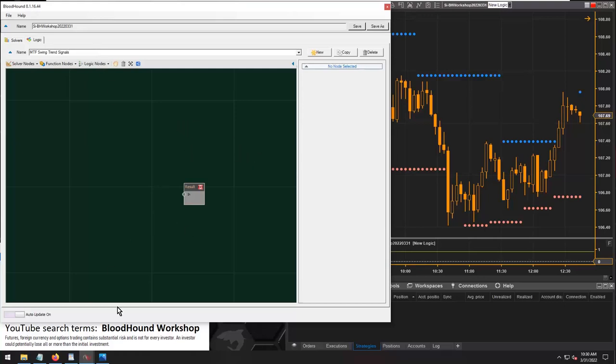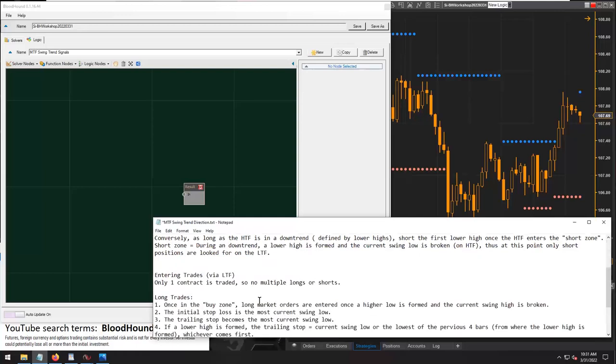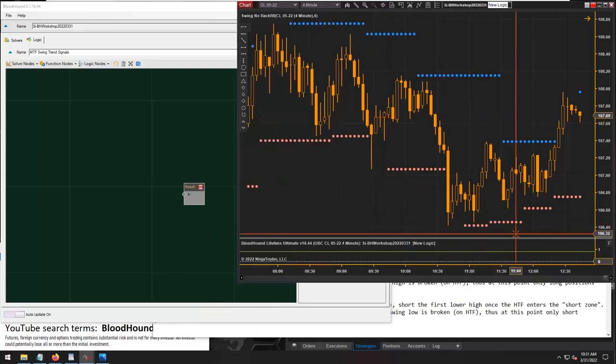Yeah. So let's go back to our instructions here, right? So we need to build this basic swing trend direction filter and signal. So a long trend, as we already know, is higher lows. So let's identify those higher lows. And then next, I've got to keep scrolling down to the Blackbird instructions here. So once we've identified those higher lows, then we're going to look for the swing high to be broken. So how do we identify when a higher low is created, right?